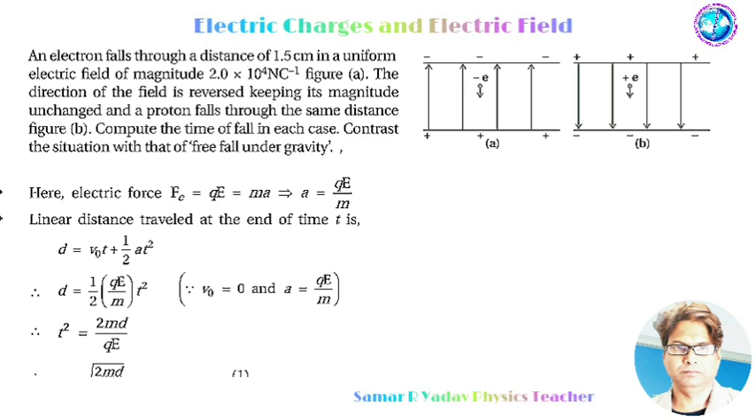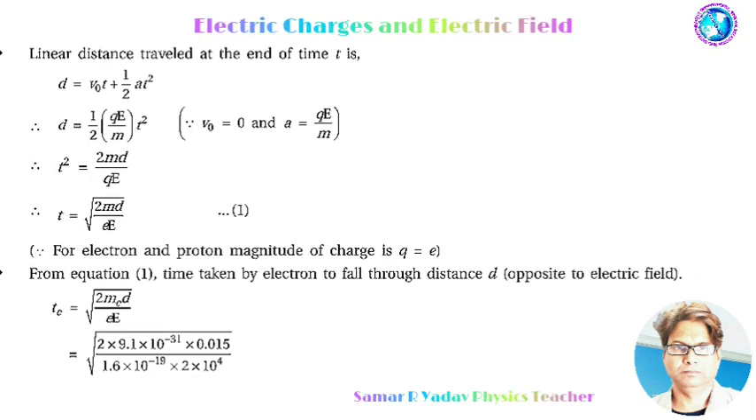Linear distance travelled at the end of time t is d is equal to v0 t plus 1/2 a t squared. Therefore d is equal to 1/2 (qE upon m) t squared, where v0 is equal to 0 and a is equal to qE upon m. Therefore t squared is equal to 2md upon qE. Therefore t is equal to under root 2md upon eE. Equation 1. For electron and proton, the magnitude of the charge is q is equal to e.